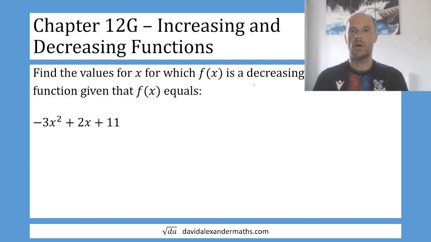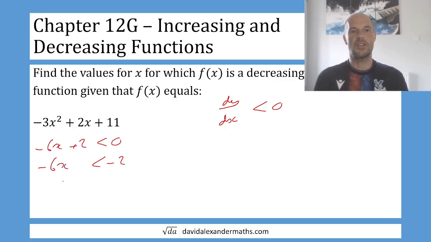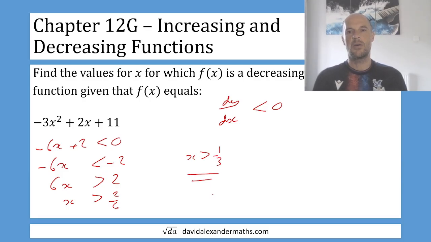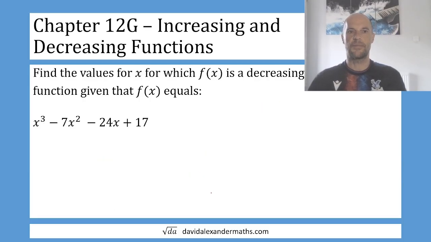Okay, here's another one where it's a decreasing function. So remember, dy by dx must be less than 0. So we've got minus 6x plus 2 must be less than 0. So minus 6x must be less than negative 2, which means that positive 6x must be greater than positive 2. So remember, when you're flipping the signs, flip the inequality. So x is greater than 2 over 6. In other words, x is greater than 1/3. So when x is greater than 1/3, we have a decreasing function.